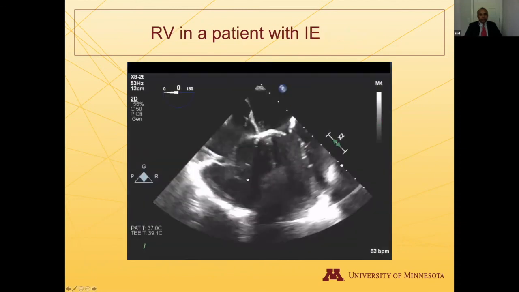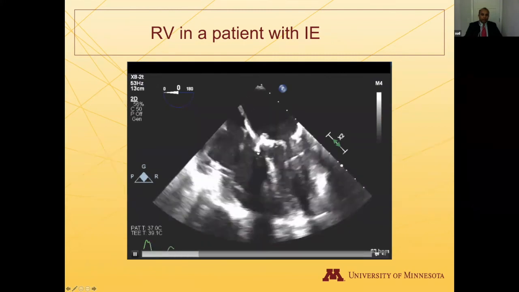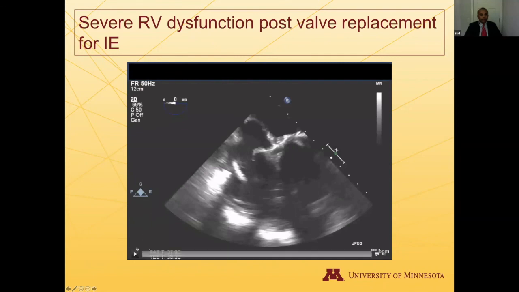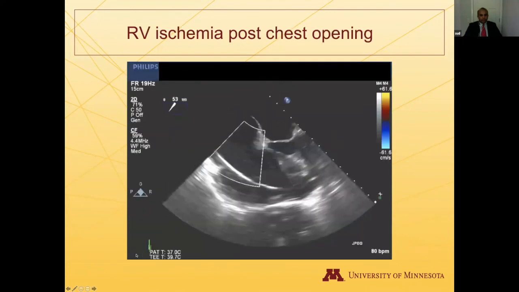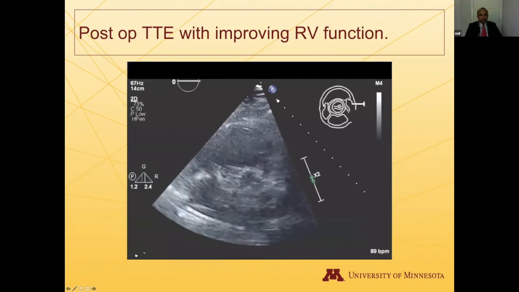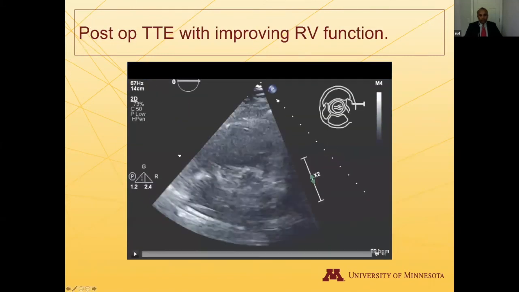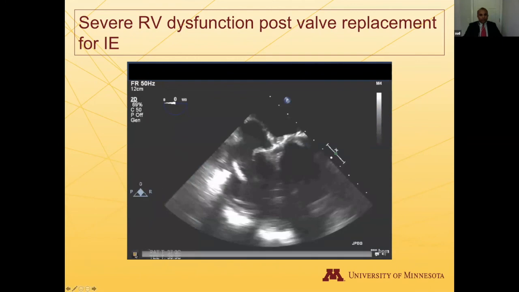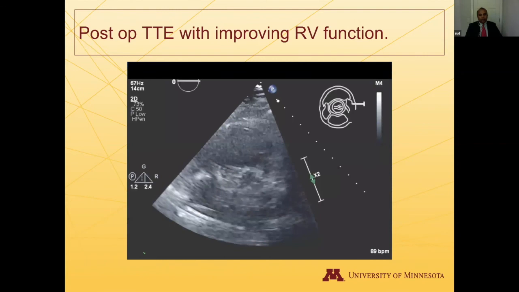This is a patient with infective endocarditis. You can see some vegetations floating around on the left side, and the right side, even though it's not too bad, is clearly dilated. And this is the same patient after they had to replace the valve. I'm sorry, I think I'm going the wrong direction. So the valve was replaced, and this is the post-op TTE with improving RV function. Intraop though, after, I'm not sure why this is not playing. Intraop after the valve replacement, this is how the RV is. It's barely moving, and this is a kind of stunned RV. There are many reasons why the RV can behave like this, but it did improve post-op.